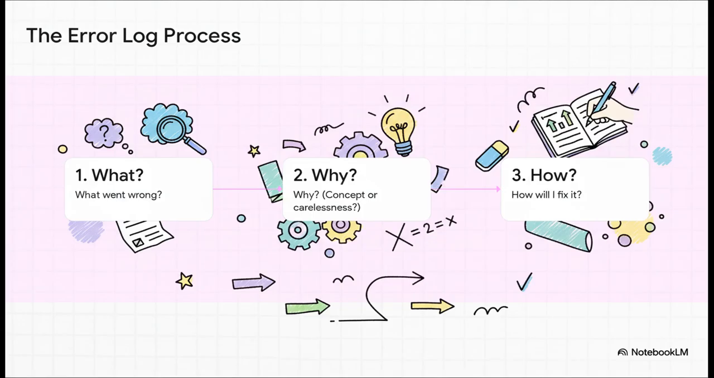And it's really simple. For every single mistake you make, you just have to answer 3 questions. 1. What exactly went wrong? Be specific. 2. Why did it go wrong? Was it a gap in your knowledge, or were you just being careless? And 3, the big one. How am I going to fix this so it doesn't happen again?